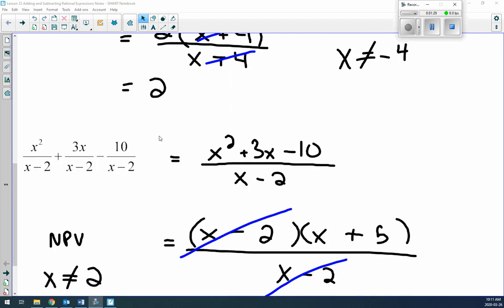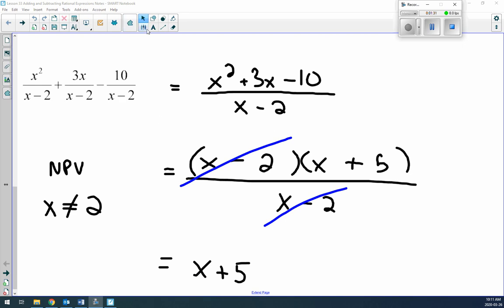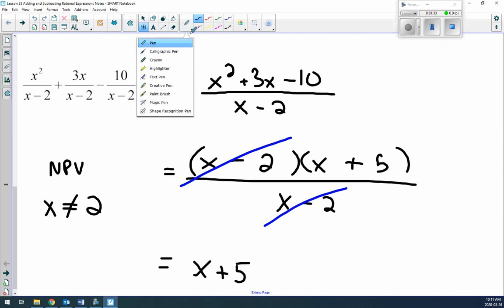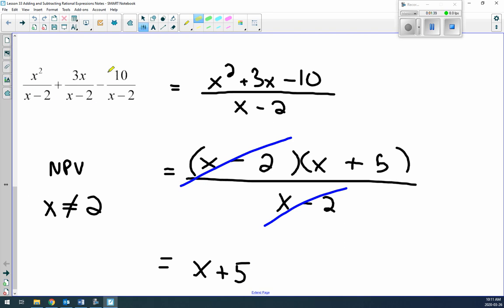Okay, the next one. If you look at this one, oh, look, they're all x minus 2s. There's 3 in this case, but it really doesn't matter. They're all x minus 2. So we got an addition and we got a subtraction. Okay, so what we do is we take the numerators, x squared plus 3x minus 10, just put it at the top. And then you have an x minus 2 at the bottom.